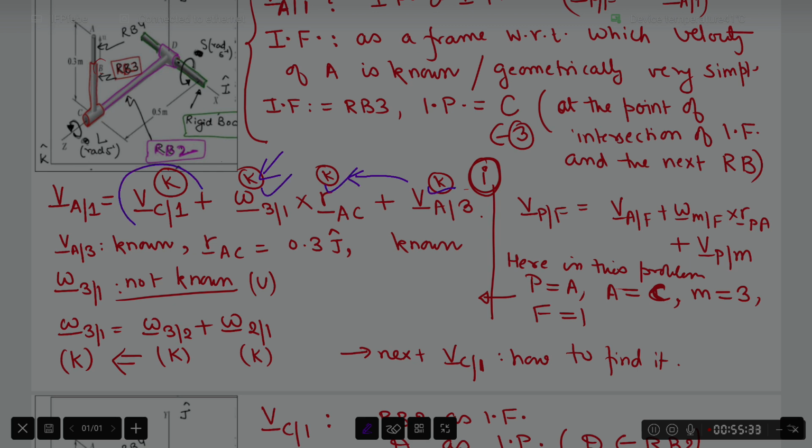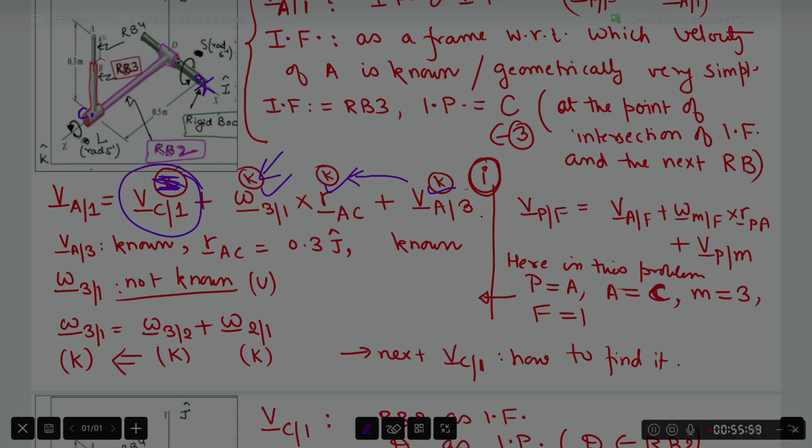Now moving along this direction, this is known, this is known, this is known. Now we come to this VC1. Is it a known quantity? No, it is not a known quantity. Right now it is not a known quantity. On the previous slide, if you go back, you will see that omega 31 VC1 is not known. So we need to find VC1. How do we find VC1? So VC1 is velocity of this point with respect to this man.